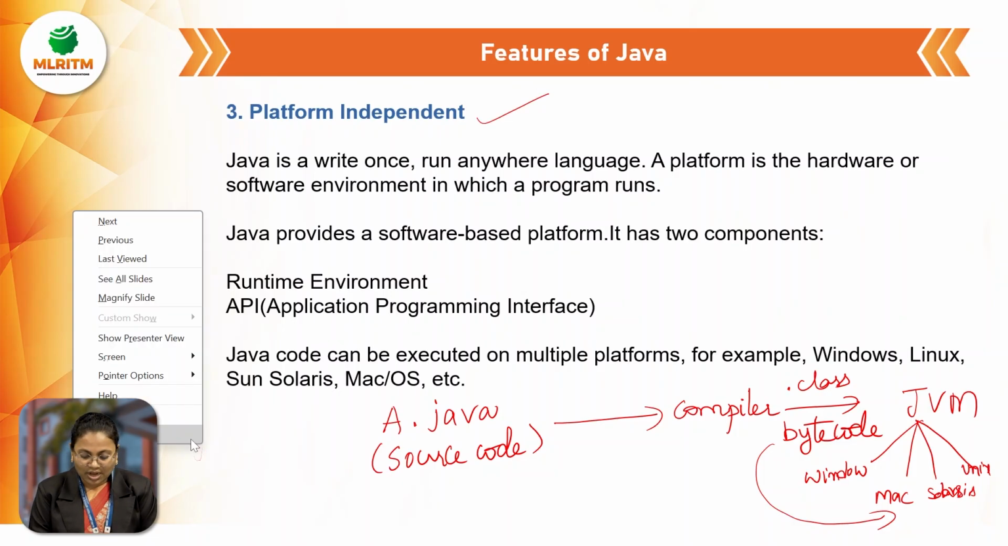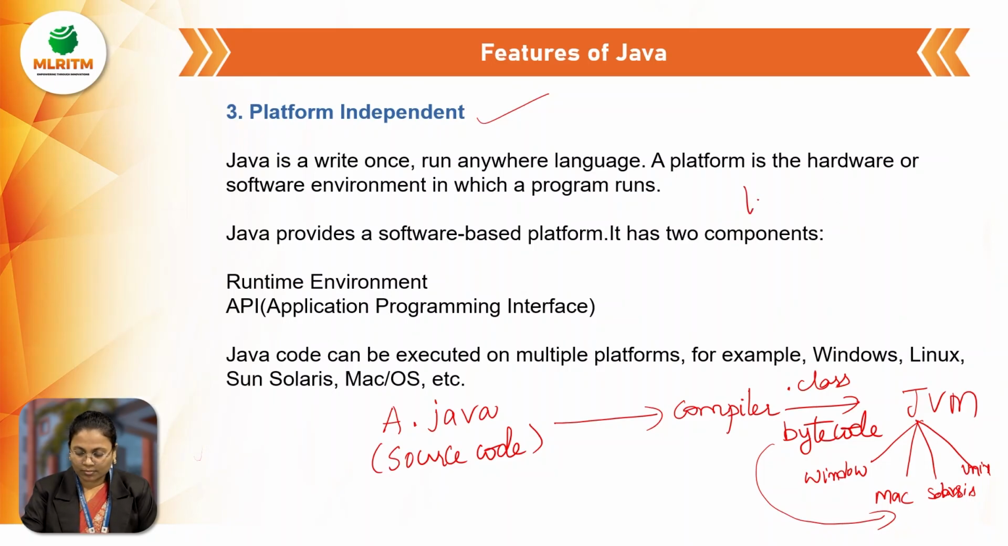Write once and run anywhere. Once we write the code and compile it, the compiler generates the bytecode, and that bytecode we can execute on any operating system, right? So this is one of the main features of Java.